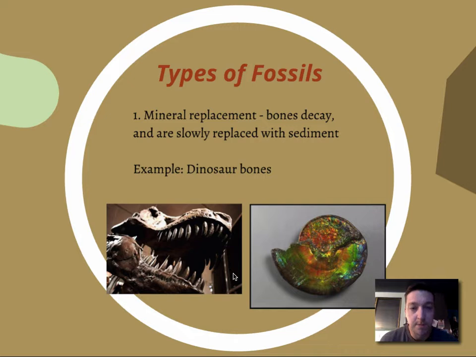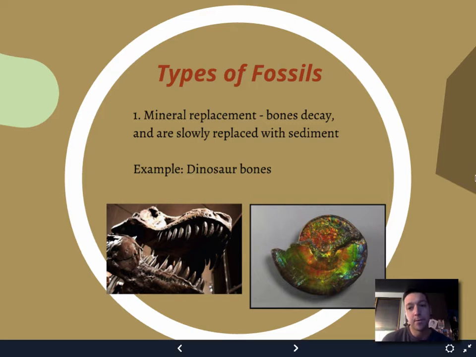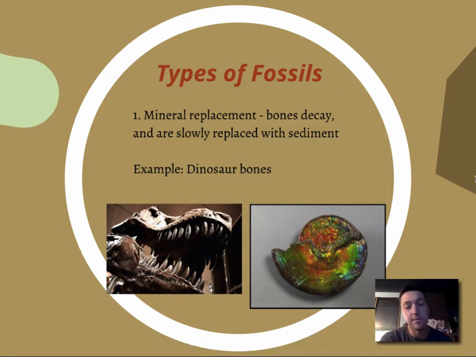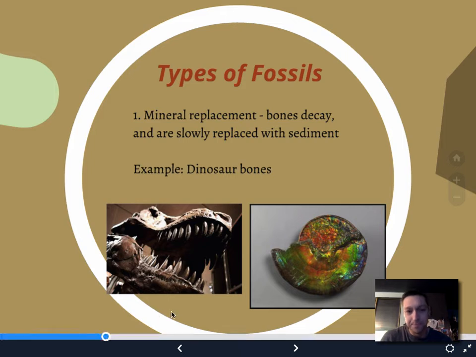So, the first type of fossil is the one you think of typically, which is mineral replacement fossils. Basically, when you're looking at dinosaur bones in the Museum of Natural History, they're not the actual bones that the dinosaurs had. Mind blown. Basically what happens, let's say in the case of a T-Rex skull, it will be quickly buried, and the rest of the body decomposes.